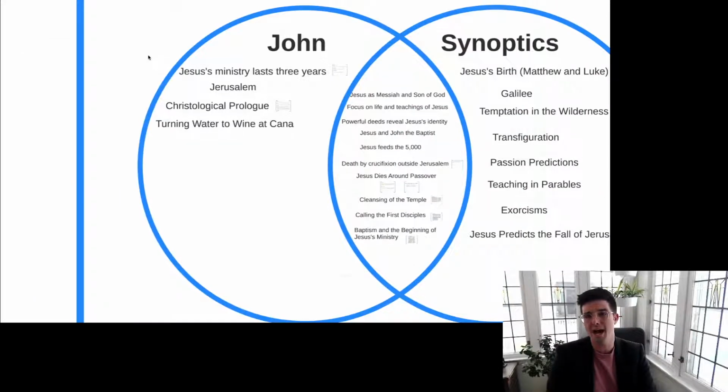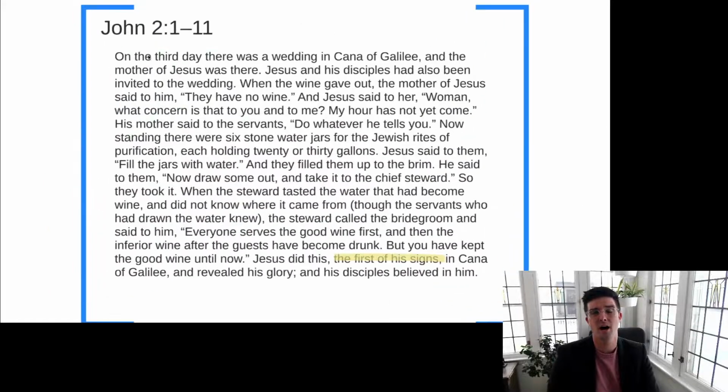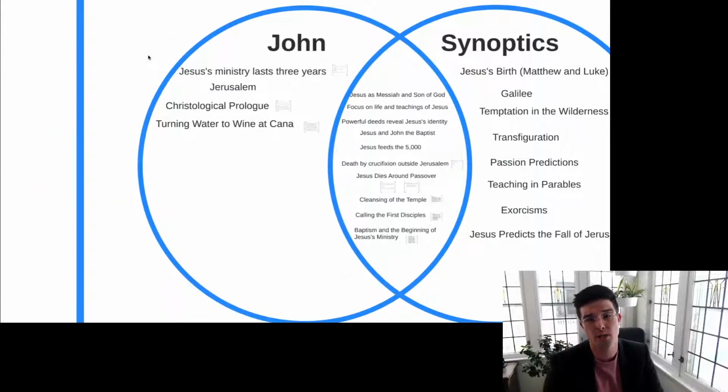We also only have in John Jesus turning water into wine. And this is significant not only because it's only in John, but also because it's Jesus's first miracle, or first sign. So John doesn't really call Jesus's miracles miracles. He has a tendency to call them signs because signs are very important for the author of the fourth gospel. Signs point to something else. They indicate something about who Jesus is. So turning water into wine at Cana is the first of these signs.